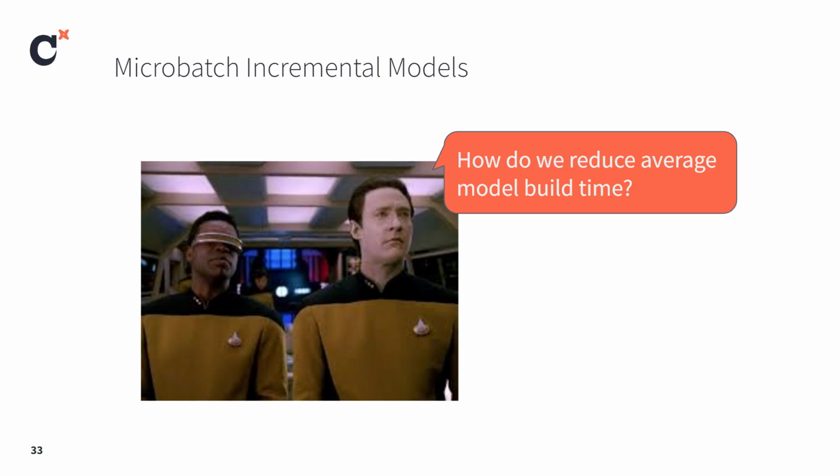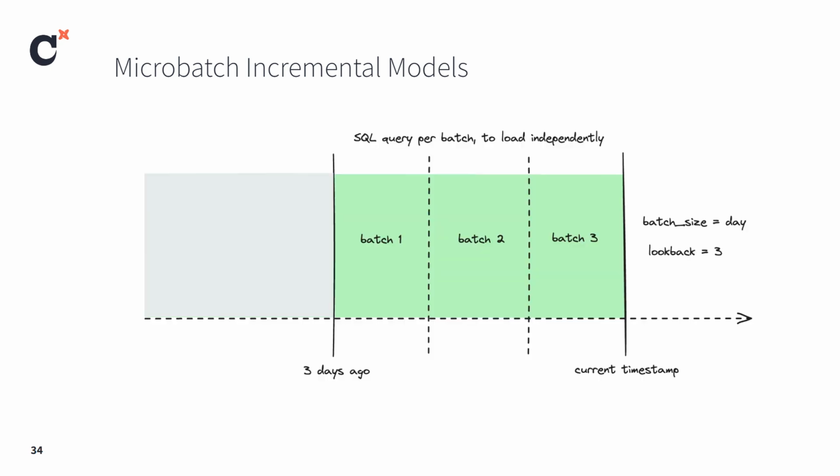All right, so the next step for the enterprise crew is to find a way to reduce average model build time, particularly for their largest and most popular data sets. One tactic the team chooses to implement is incremental models, which allow you to limit the data that needs to be transformed to only the rows that have been created or updated since the last run. But this strategy was difficult to control and didn't always work. It didn't make quite the impact they were hoping for.